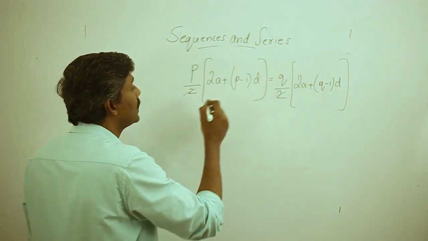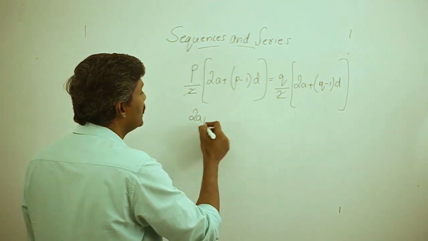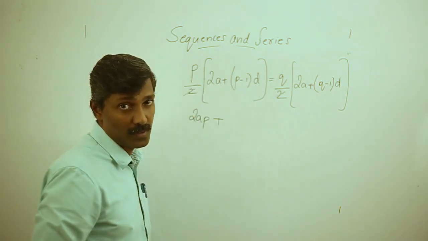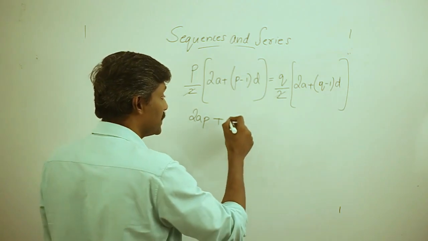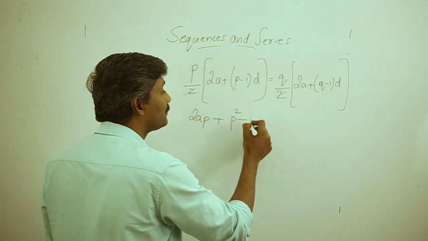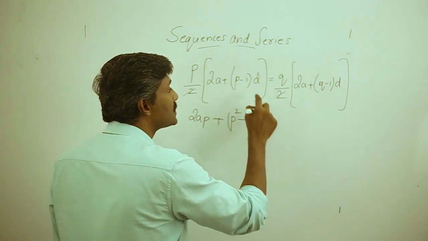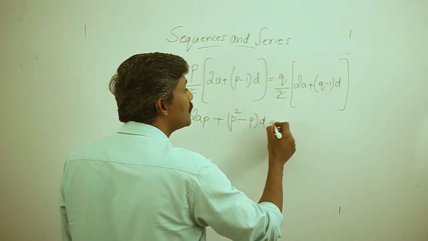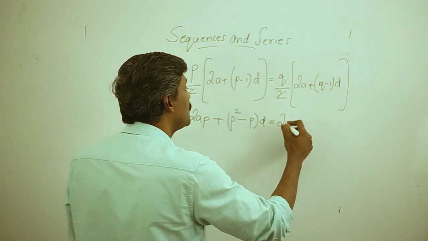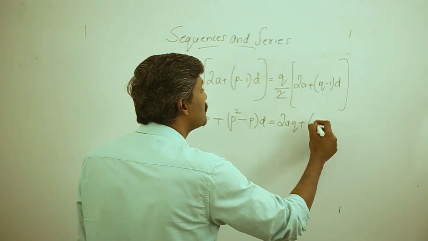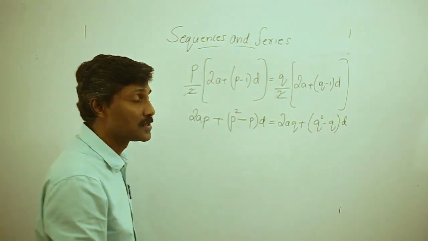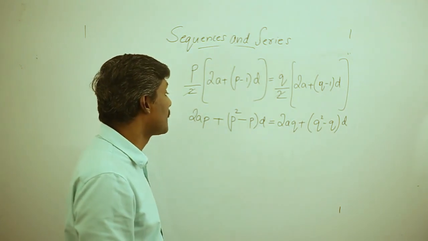Okay. So multiply, you get 2AP plus P into P minus 1, right? P into P minus 1 is P square. P into minus 1 is minus P. You have D outside. Now that is equal to, again, just replace P by Q. That's the only difference there. So we get 2AQ plus Q square minus Q into D, right?